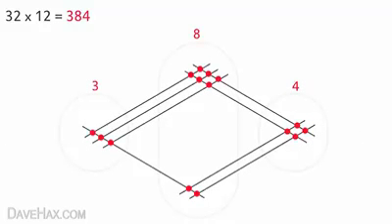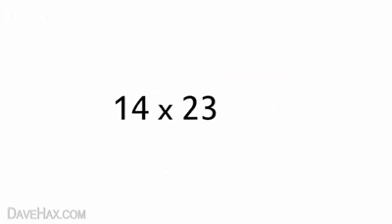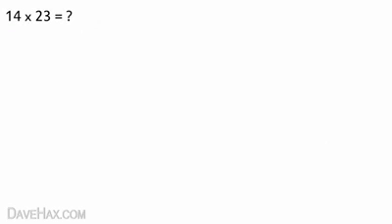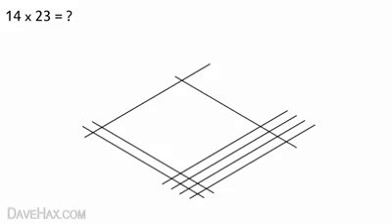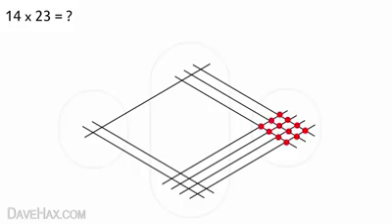I'll show you. Let's multiply 14 by 23. So draw out the pattern. 1, then 1, 2, 3, 4. 2, and 1, 2, 3. Mark out our zones, and now let's count the dots. Starting from the right, we have 1, 2, 3, 4, 5, 6, 7, 8, 9, 10, 11, 12. So we'll write 12 up here.